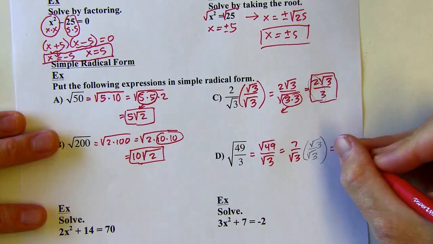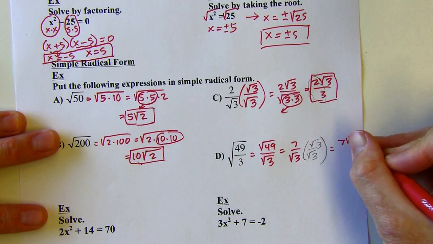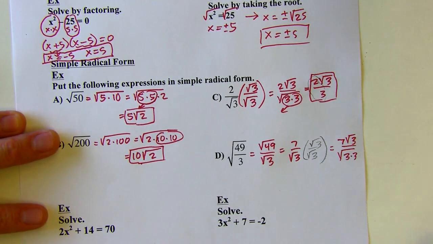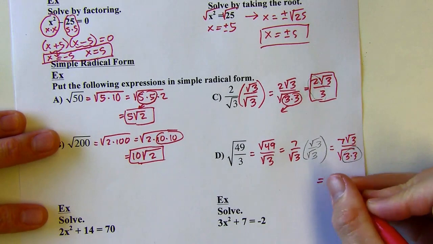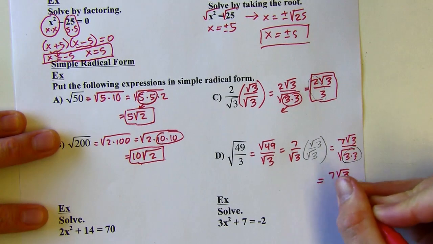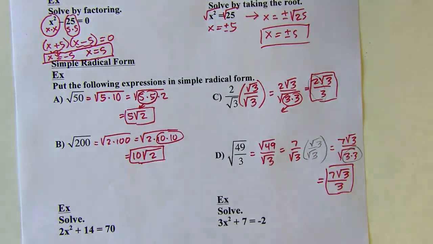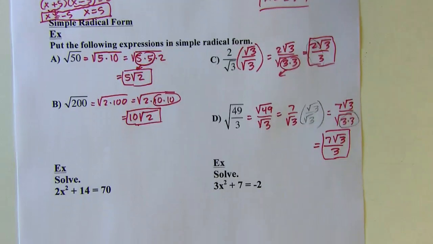So then when I multiply straight across, now I've got my twins, and one of those can get out. So this is going to be 7√3 all over 3. Okay.